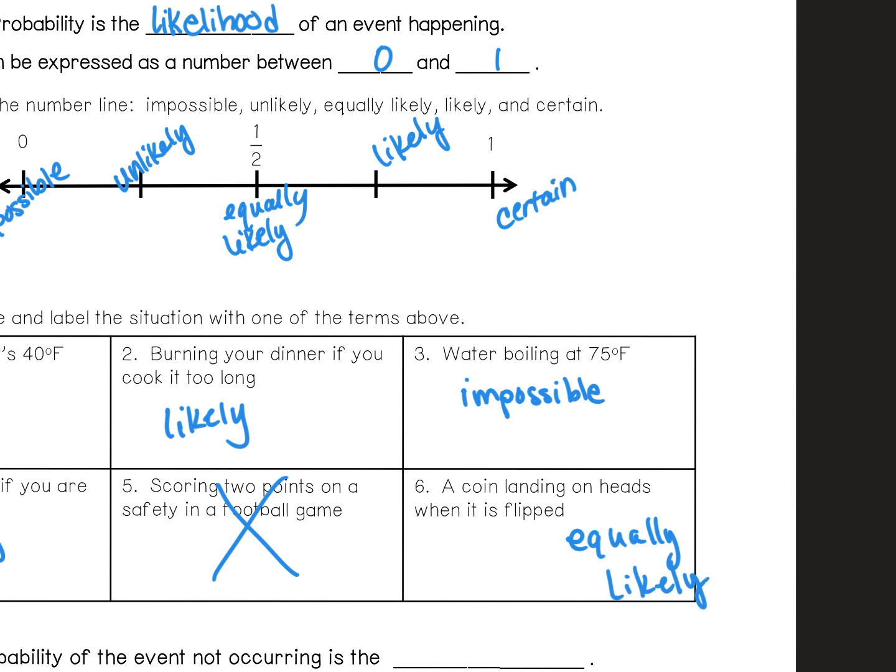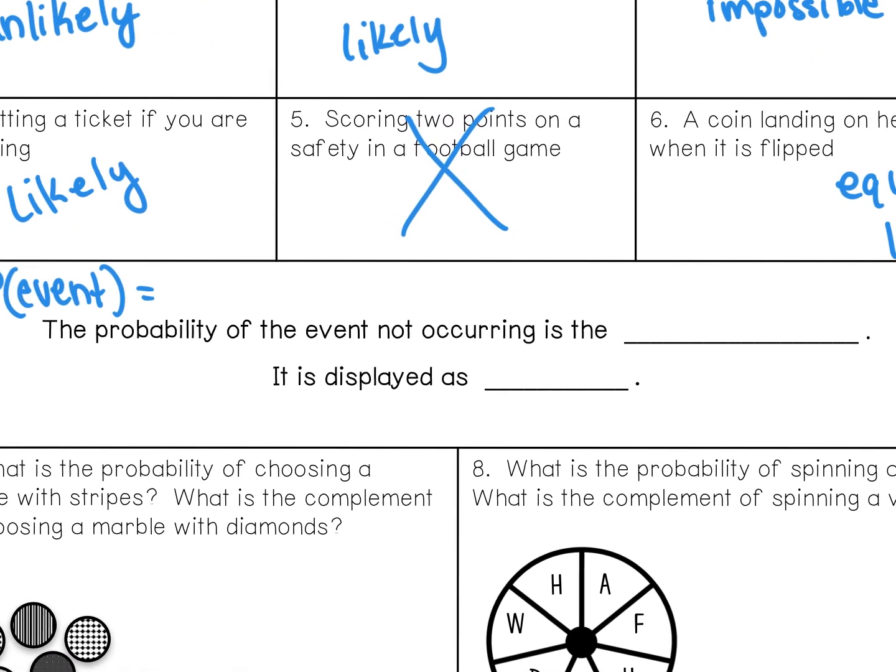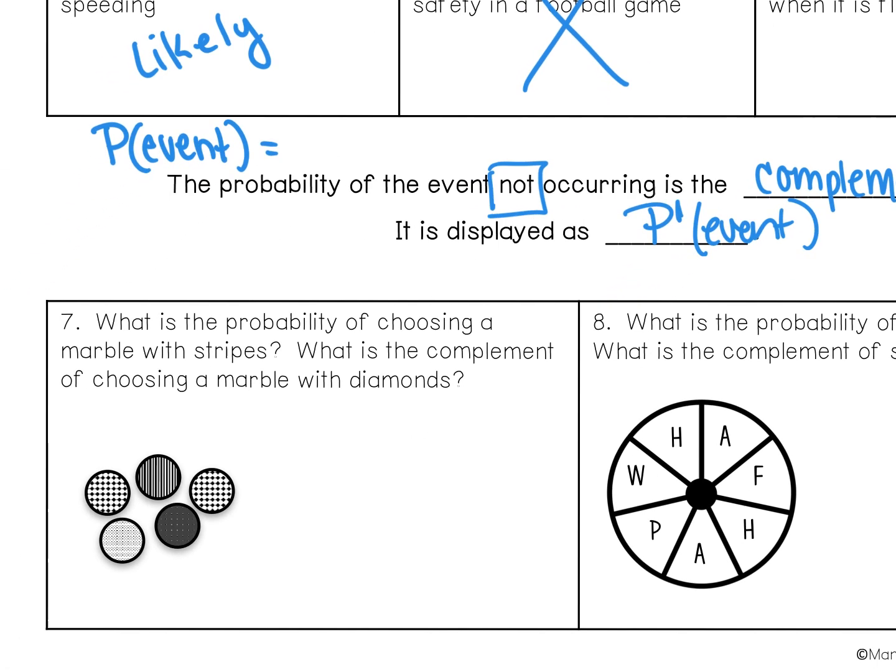Well, let's look at how we assign numbers. First of all, we want to look at our notation. We put P for probability, and then in parentheses, we put whatever the event is we're looking for, and then we'll put equal, and then we'll write that probability. Well, when the probability of an event is not occurring, it's called the complement. So that's when it's not going to occur, and it's displayed with the prime of the event. It's the others. It's the not occurring.